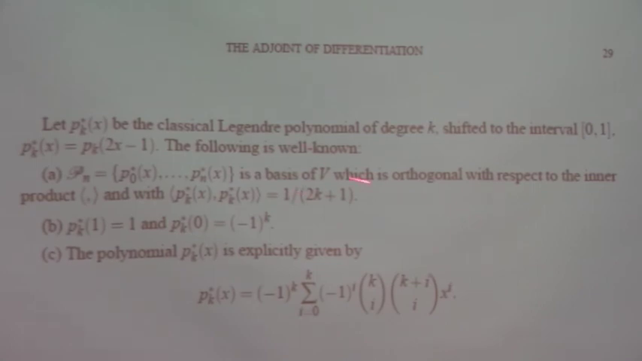So these are very classical facts about the shifted Legendre polynomials. And here are some other facts. The value of all of these at 1 is 1. The value at 0 is minus 1 to the k. And furthermore, these are well-known polynomials, right? Legendre lived 200 years ago. So here's an explicit expression for the coefficients of pk star of x.